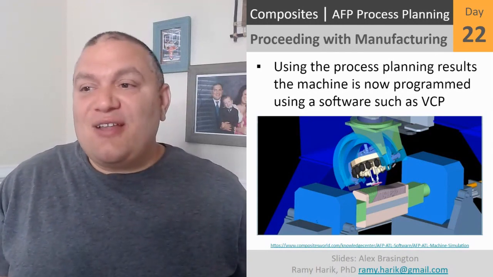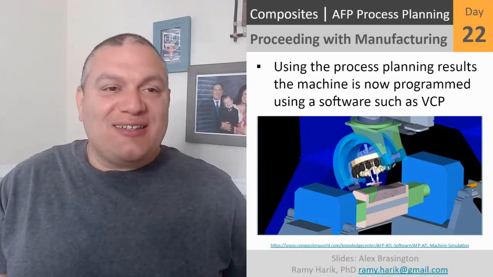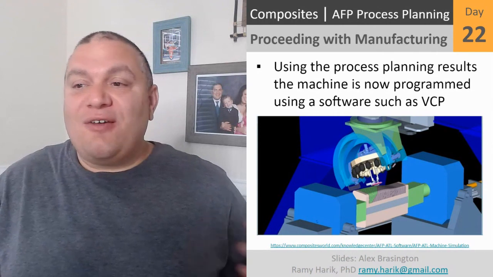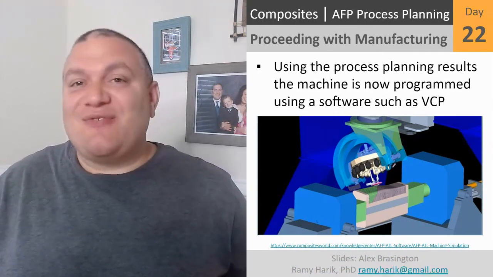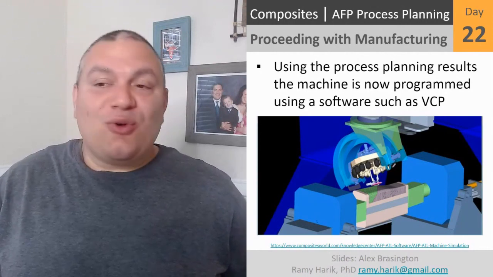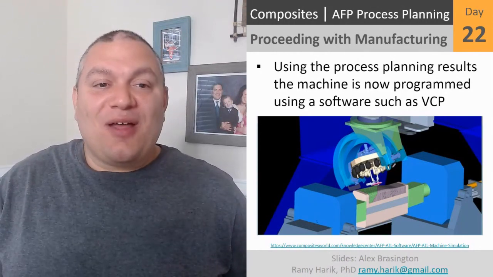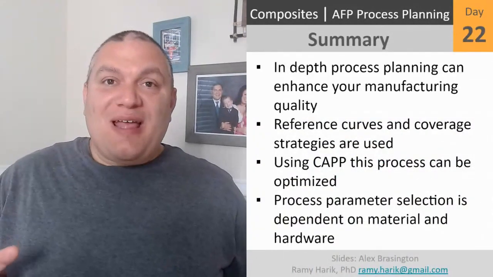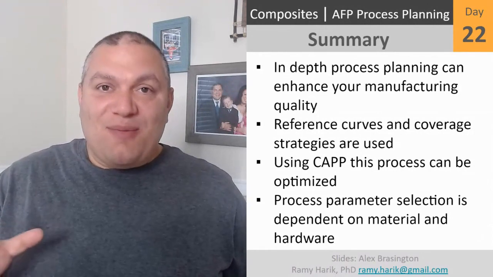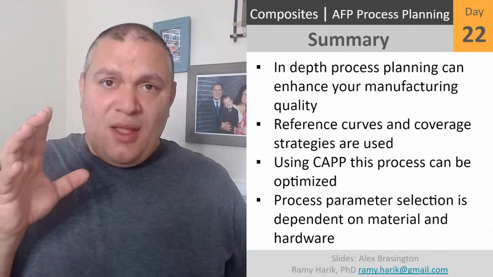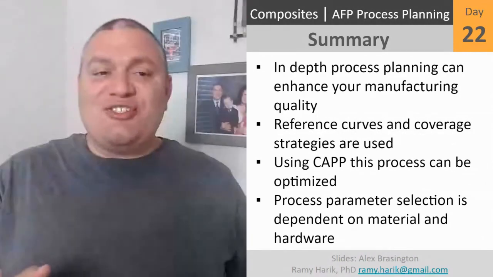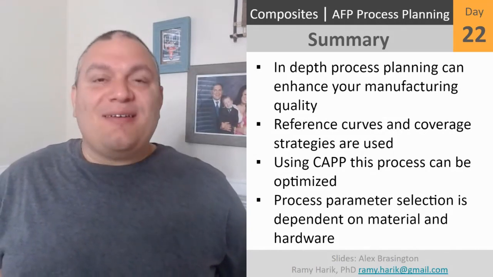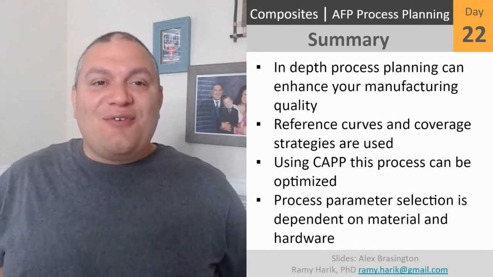So once you're done with this and you have created your optimal manufacturing strategy, we proceed with verifying on a programming software if this is functional, such as VCP. This is something that we're going to cover and talk about in the upcoming couple of days. And finally, this is a summary of what we've done. Process planning can help you understand the matchmaking between design and manufacturing. We use reference curves and coverage strategy, and process parameter selection is dependent on material and hardware and all of these different elements.